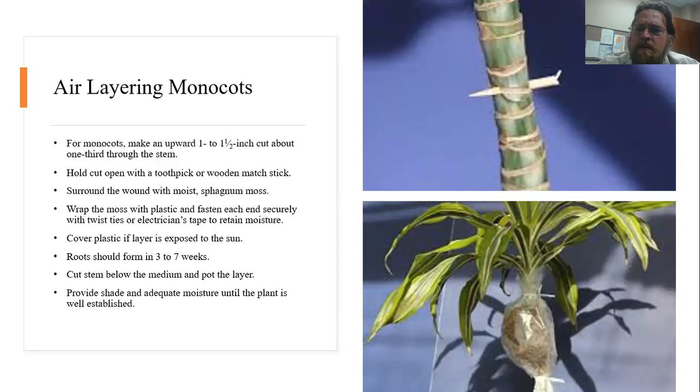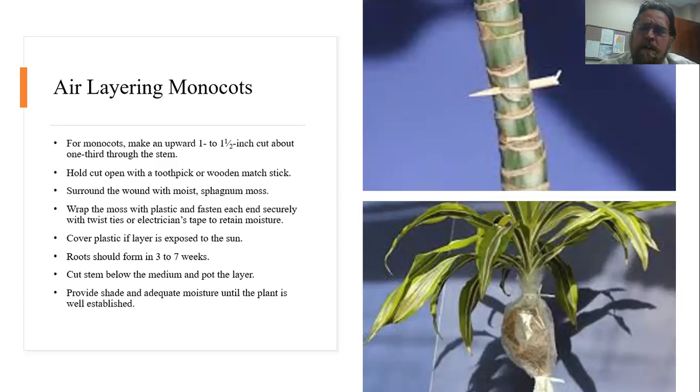So you're going to wrap that around the area where you've created that wound, and then wrap plastic around that, and then fasten that securely with twist ties or electrician's tape. Some people use aluminum foil because they don't have to use fasteners in that case. But we want to make sure that we're not allowing moisture into that area, and we're not allowing that moisture to come out. So we really want to keep it good and constant there for that layer that we're making.